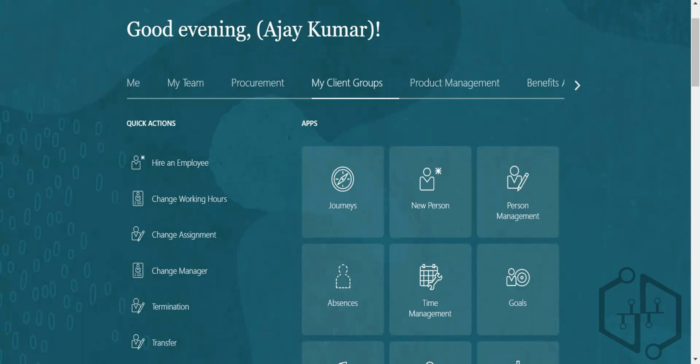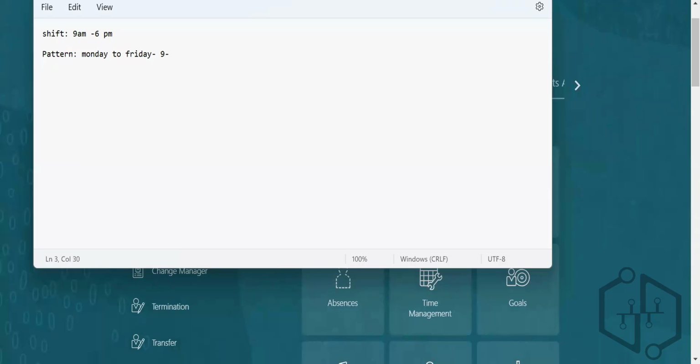And pattern is what? Pattern is like Monday to Friday. I'm working from Monday to Friday, 9 to 6 p.m. So this is the pattern. Then comes the work schedule. Work schedule is the combination of work shifts and patterns. Work shifts and patterns, right?